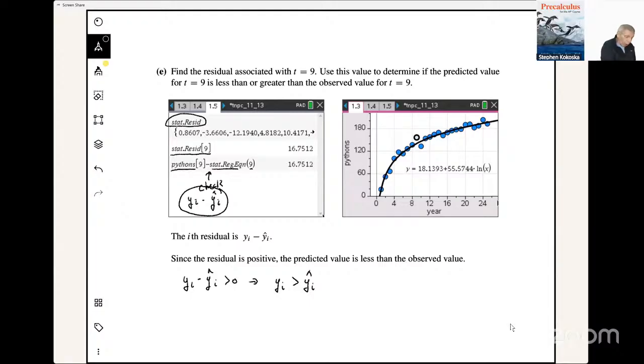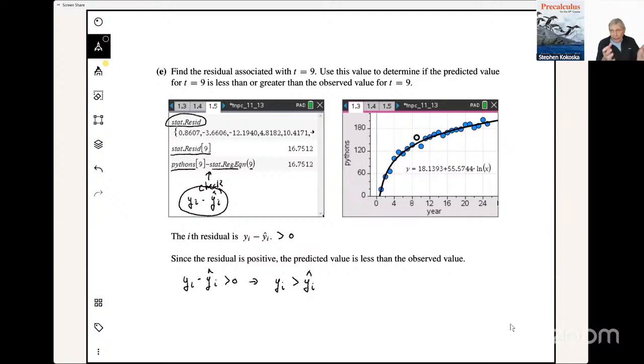So it's positive. This value is positive. So that means that the actual must be greater than the predicted. Now you can also see this visually.